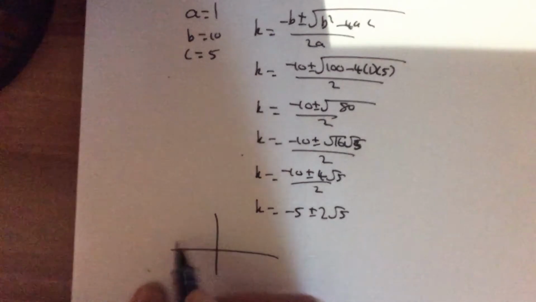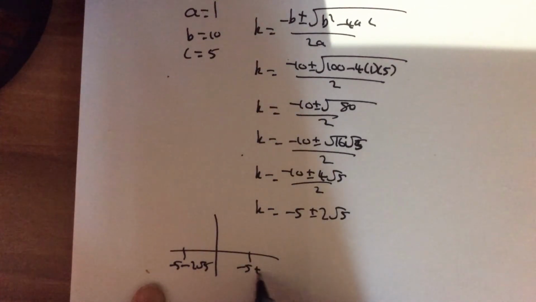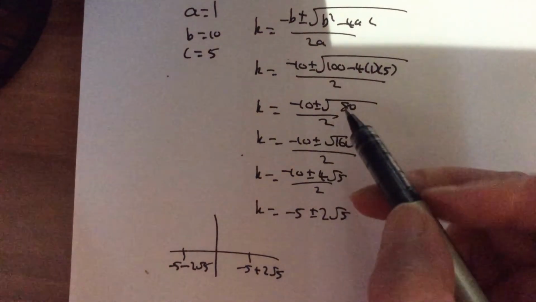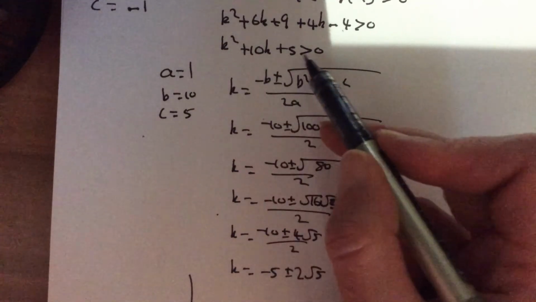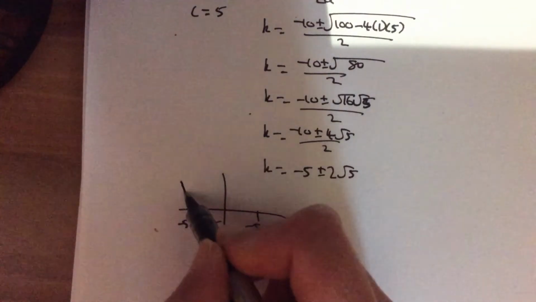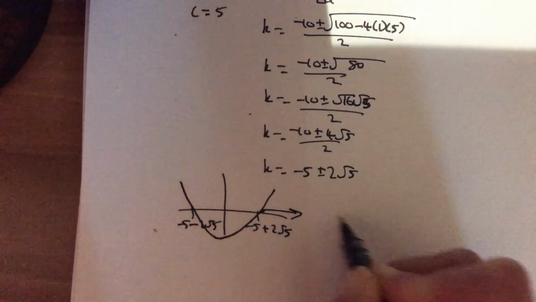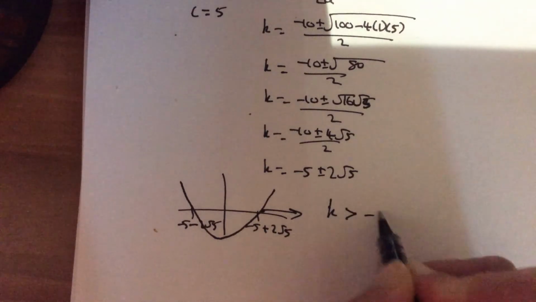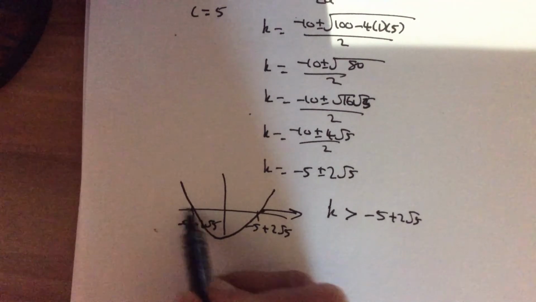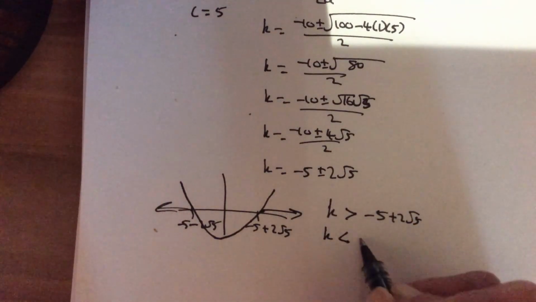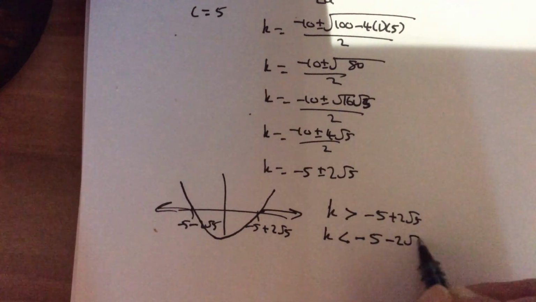Now let's look at our graph. Minus 5 minus 2 root 5, and minus 5 plus 2 root 5. Let's go back up to here. It is a positive graph, and I want above the axis. So I want everything to this side, which is k greater than minus 5 plus 2 root 5. And I want this side of the axis, so it's everything under: k less than minus 5 minus 2 root 5.